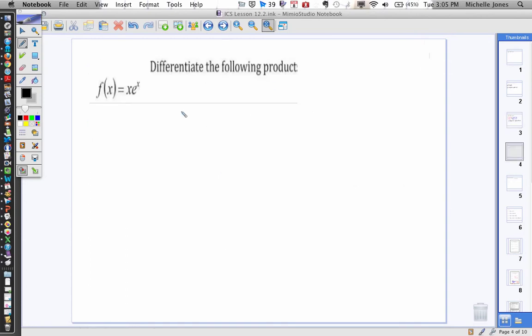Let's try another one. Here we have the function f of x equals x times e to the x. Let's go ahead and switch this f of x out. Let's make it y, just for now, so we don't get confused with our labeling. So y equals x times e to the x. I'm multiplying two functions here. My first function is x. I'm going to make that my f, and I know the derivative of x is 1. I'm multiplying that by e to the x, so I'm going to make that my g. And I've seen before that the derivative of e to the x is itself, e to the x.